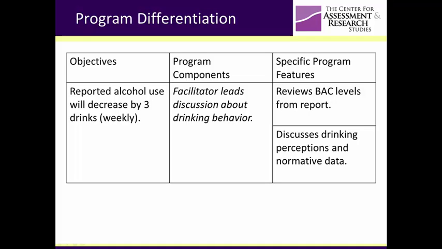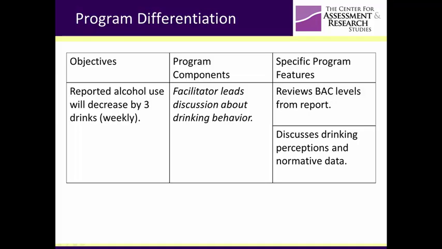So here we have, like I said, a substance abuse program. Let's say that one objective of this program pertains to self-reported alcohol use. After completing this program, students should report a decrease of, let's say, on average, 3 drinks per week. Now, what are we doing to meet this outcome? Well, the facilitator is going to lead a discussion about drinking behavior. What is going to happen in this discussion that should lead to this decrease?